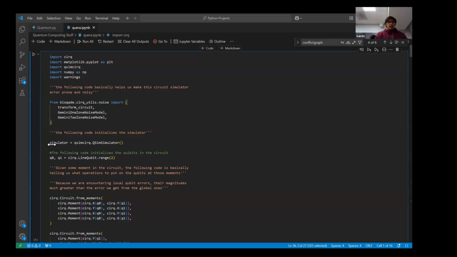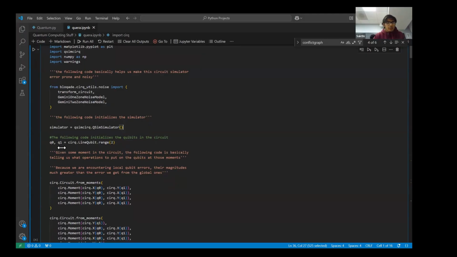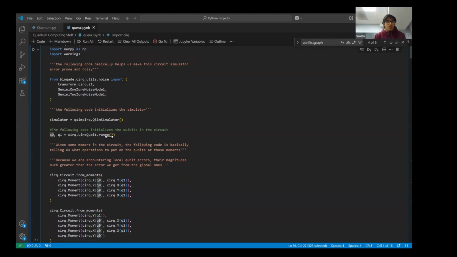This piece of code is initializing the simulator for the circuit that we're going to build. Over here, we're defining the qubits, and the line qubit is a method that allows you to define how many qubits you want in your circuit. So if I change the range to 3 or some integer, depending on that, I can define the number of qubits that I'm going to use in the circuit.